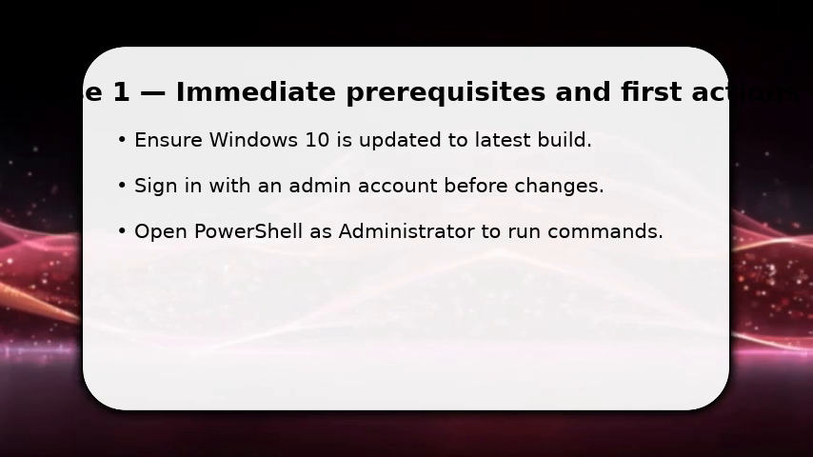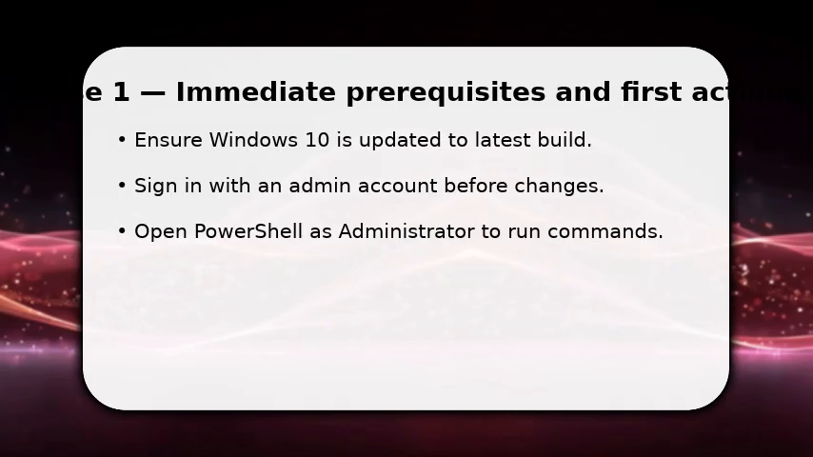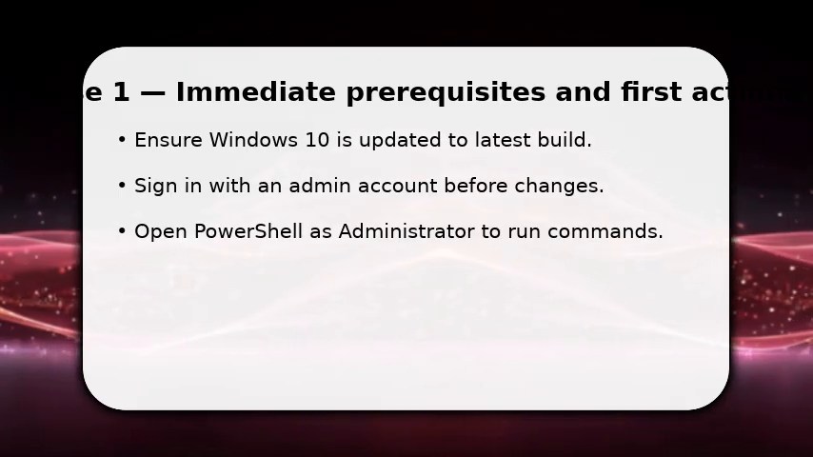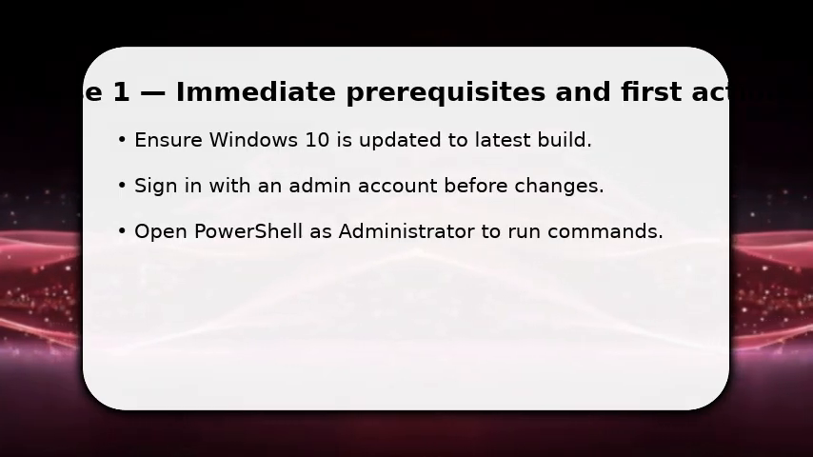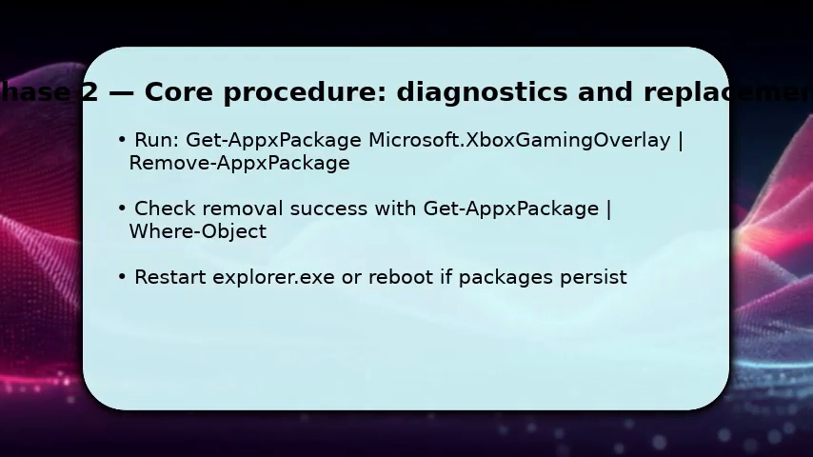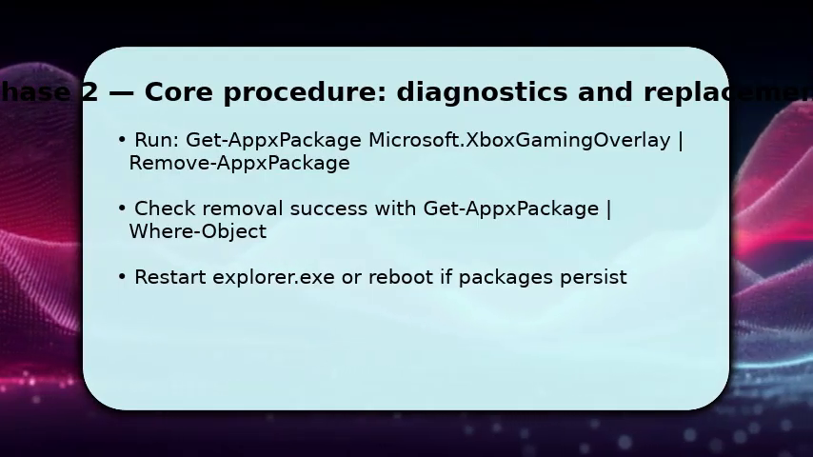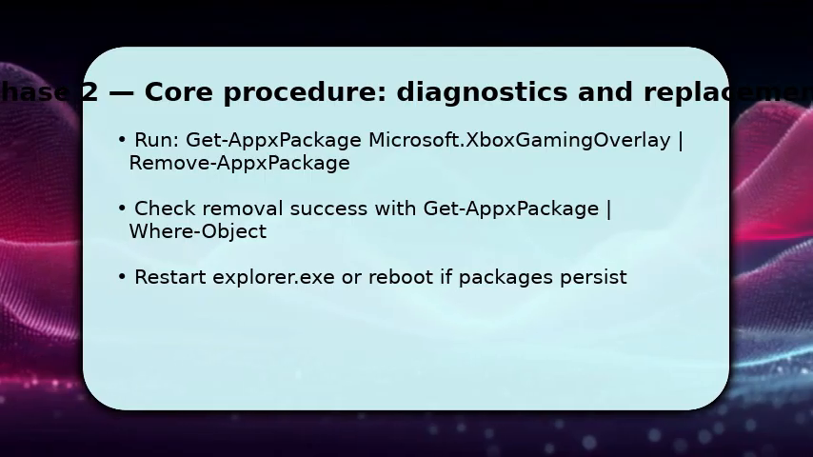You now remove the app. In PowerShell paste, Get-AppxPackage Microsoft.XboxGamingOverlay | Remove-AppxPackage. Hit enter and watch for errors. If you see access denied, confirm you ran PowerShell as administrator.